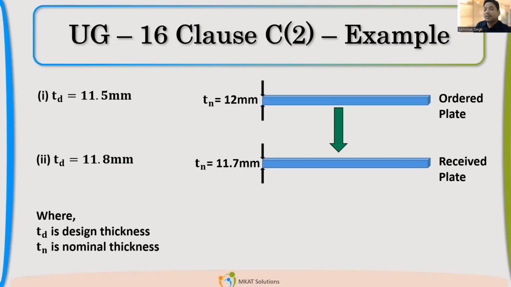Now let us say my design thickness is 9.8. What will I do then? If my design thickness is 9.8, can I order a plate with nominal thickness 10? Just think about it. So I'm getting no as the answer. Just think about it.